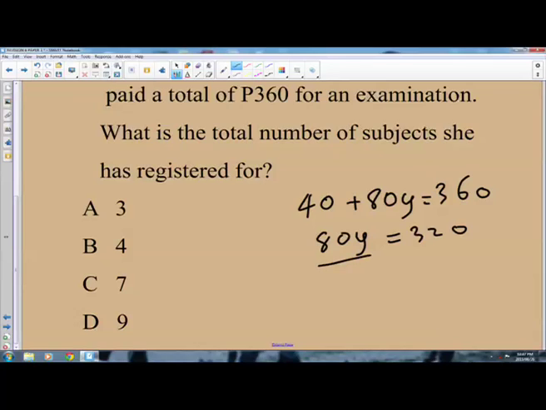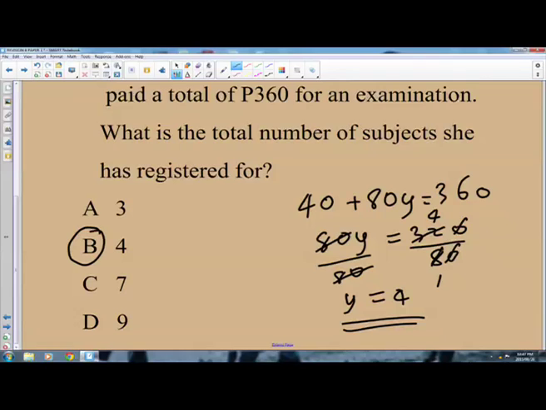And then divide both sides by 80. The 0 cancels the 0, 80 cancels 80 here. So y equals 32 divided by 8. 8 into 32 is 4. So your y is equal to 4. Meaning the number of subjects this person has registered for is 4. So it says what is the total number of subjects she has registered for? First alternative A is 3, B is 4, and that's what we got. So we simply circle B in this case. So this person has registered for 4 subjects.